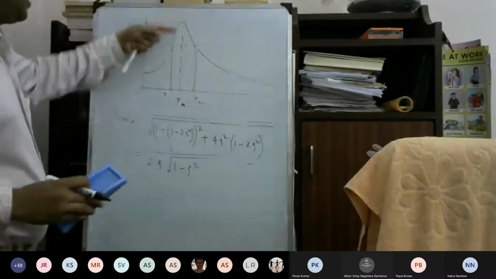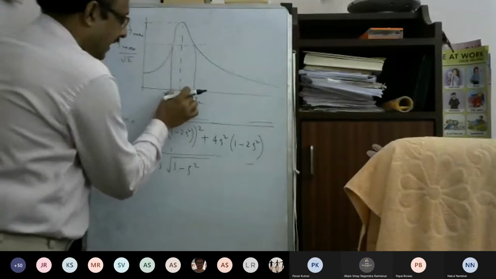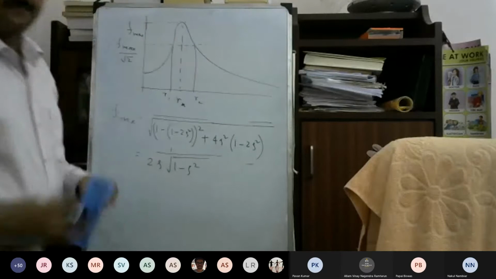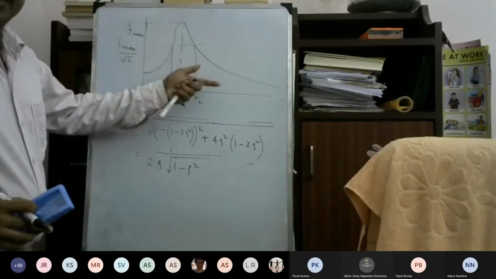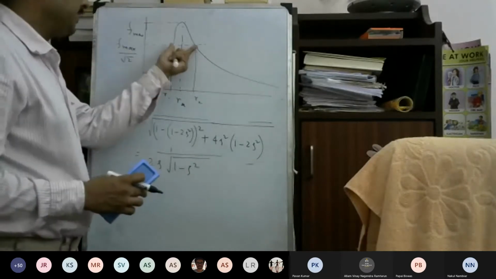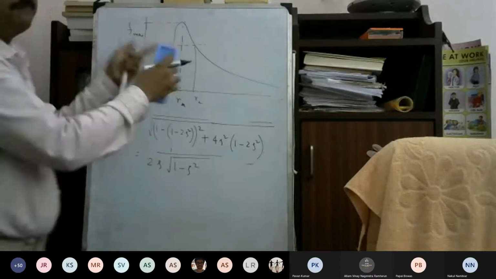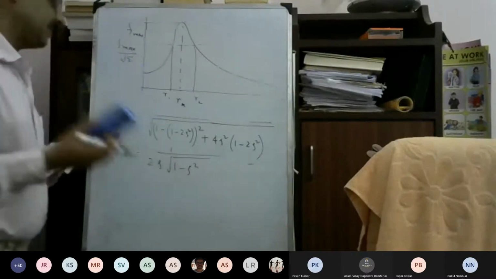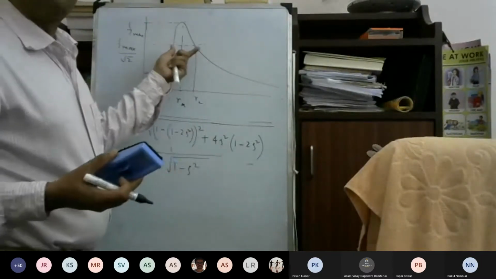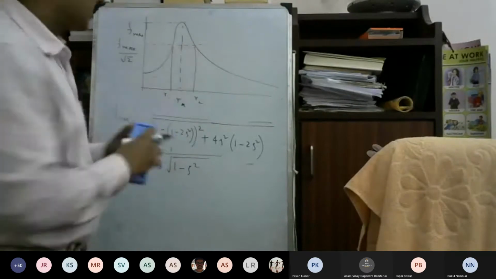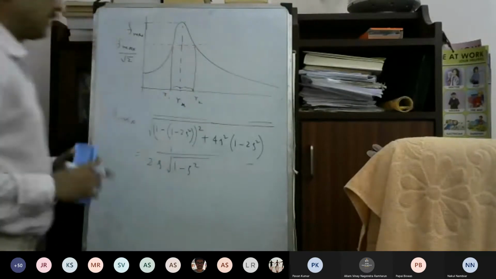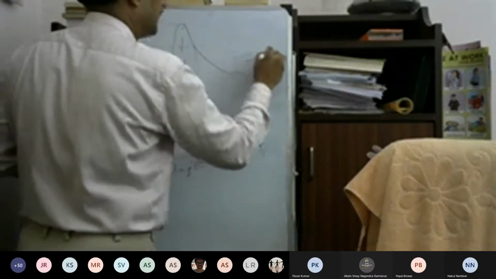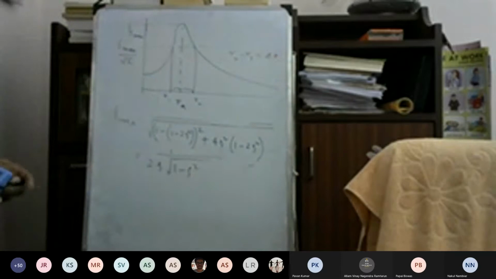So if power is reduced, it means I want to find the bandwidth beyond which the total energy of the system falls below half its value. That means the amplitude is falling down by root 2. So the power or the energy dissipated per cycle, or the energy content in the cycle, will also fall down by a factor of half. So I am interested in finding the value of R2 minus R1, that is delta R. What is the value of this delta R?